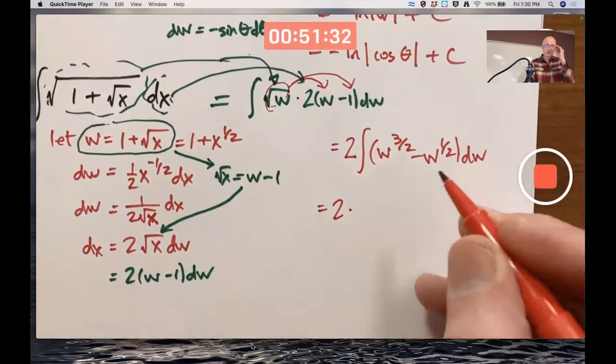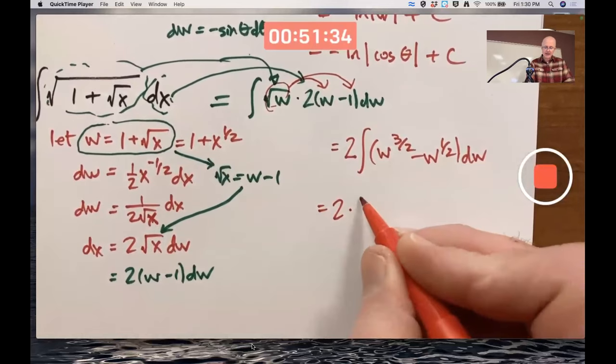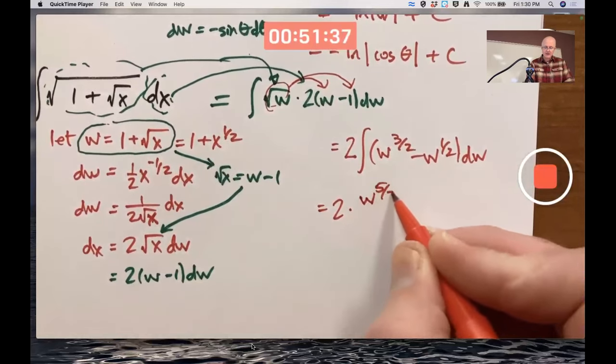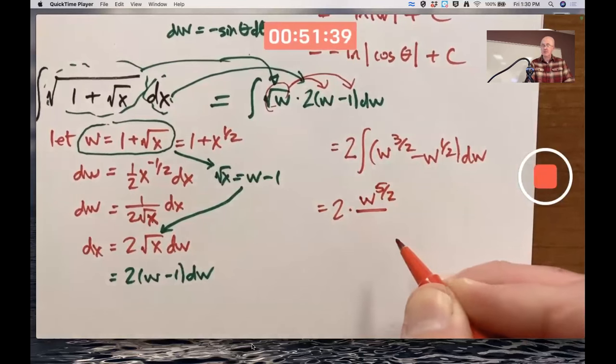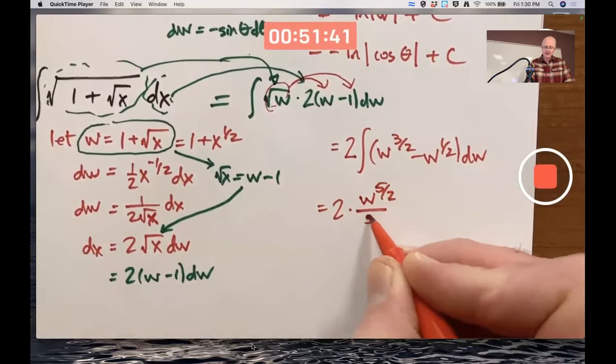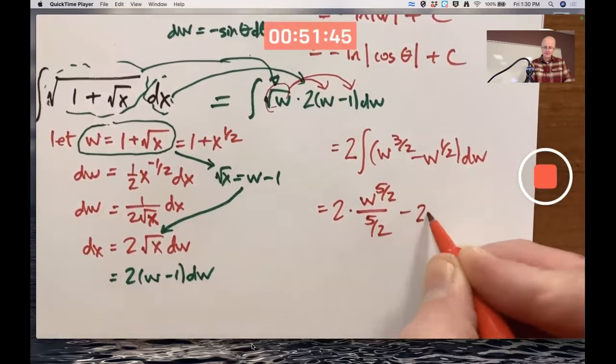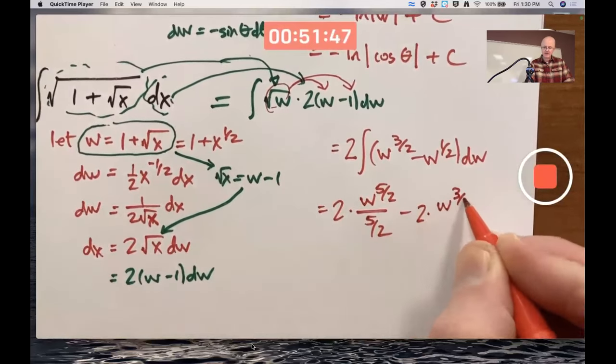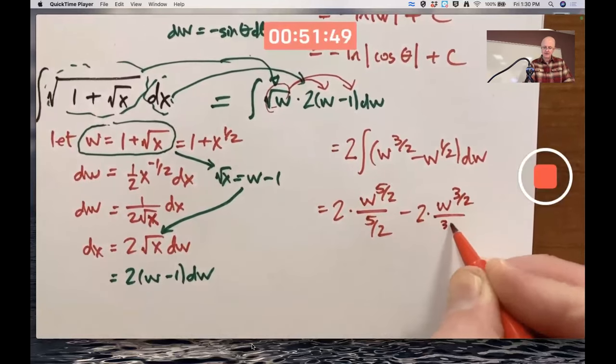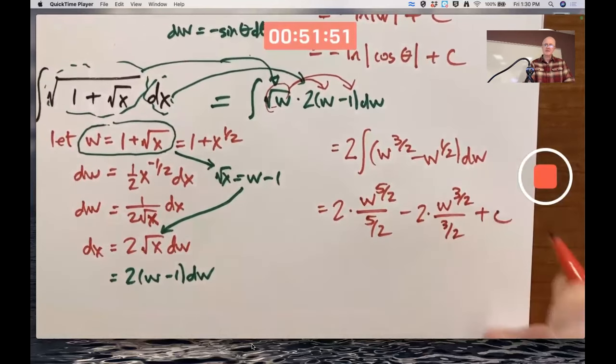You need to do the reverse of the power rule. You need to add 1 to the exponent instead of subtract 1. Instead of multiplying times that exponent, you divide by it. Do the same thing with integrating W to the 1/2. Don't forget your plus C.